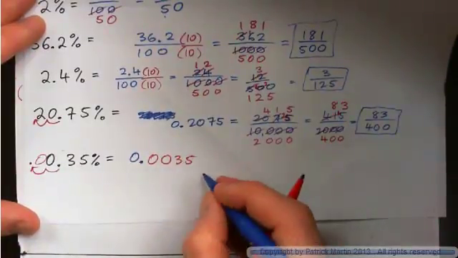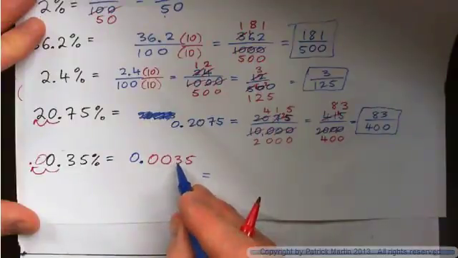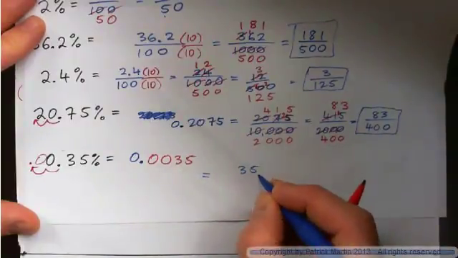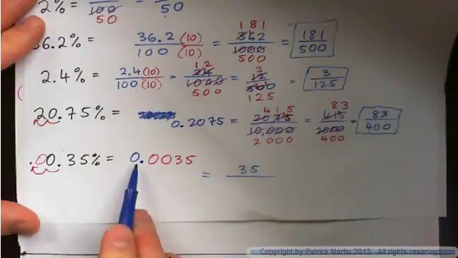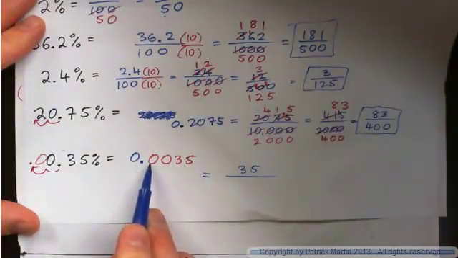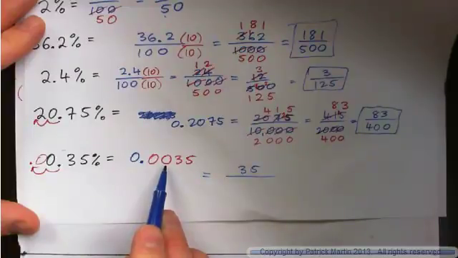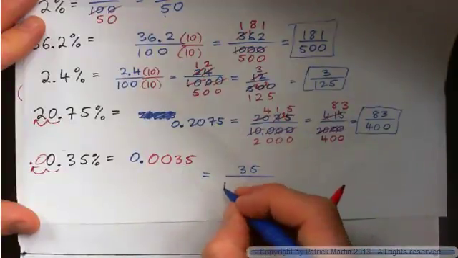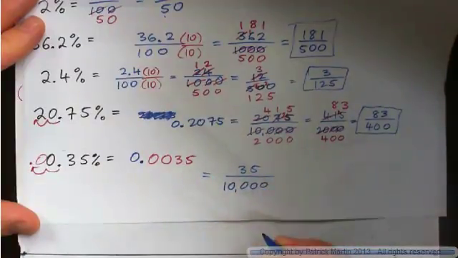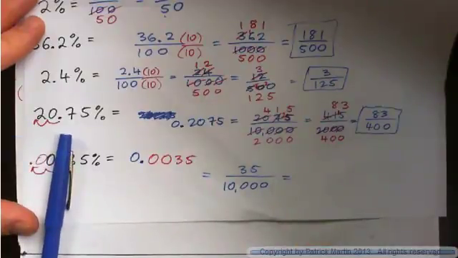Okay. 0.0035, well, we've got units, tenths, hundredths, thousandths, ten thousandths. Isn't that 35 over 10,000? Now put that in lowest terms. What do you get?